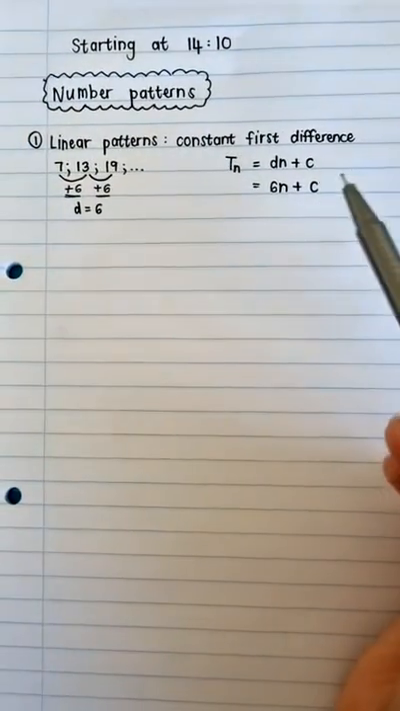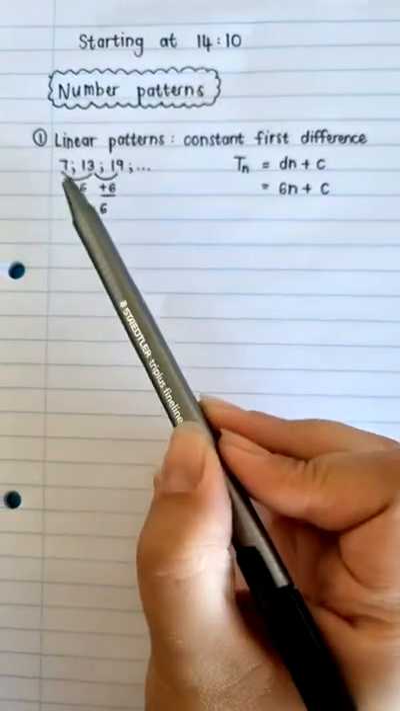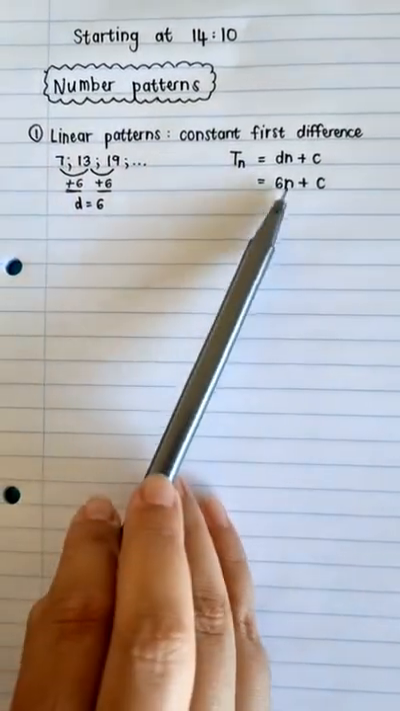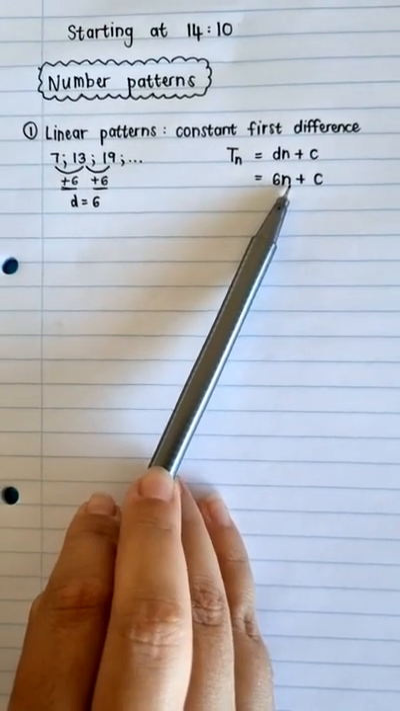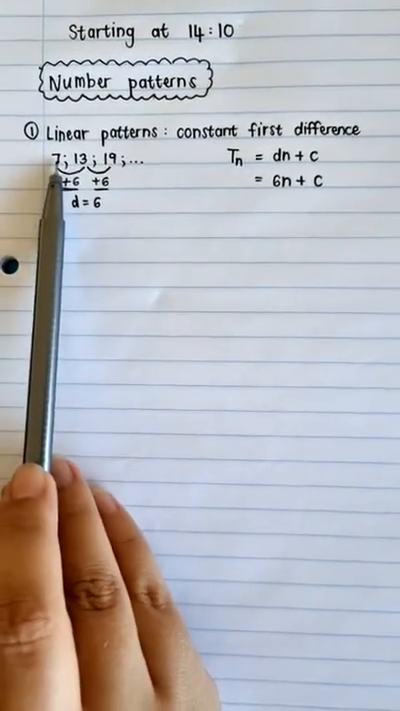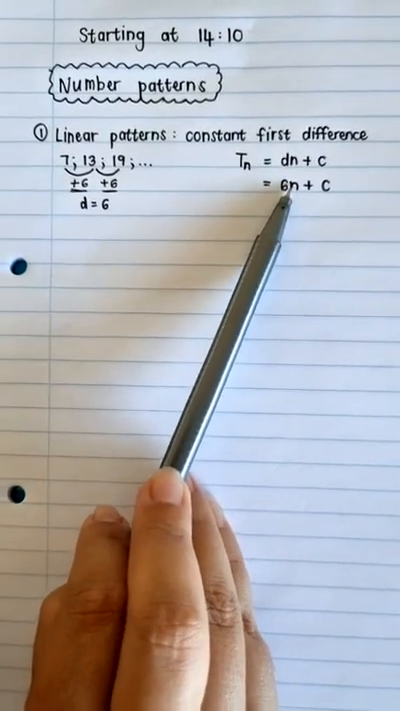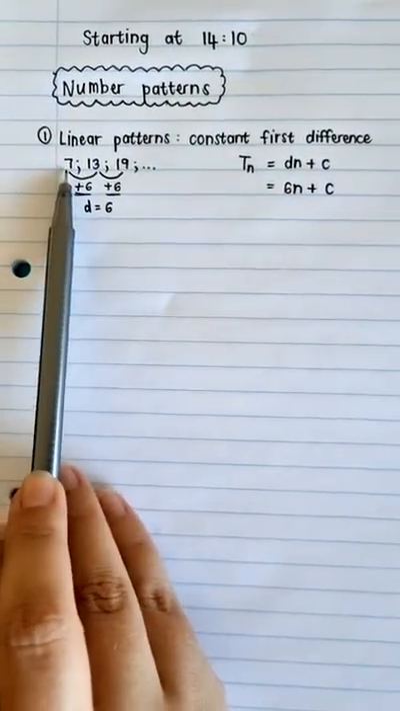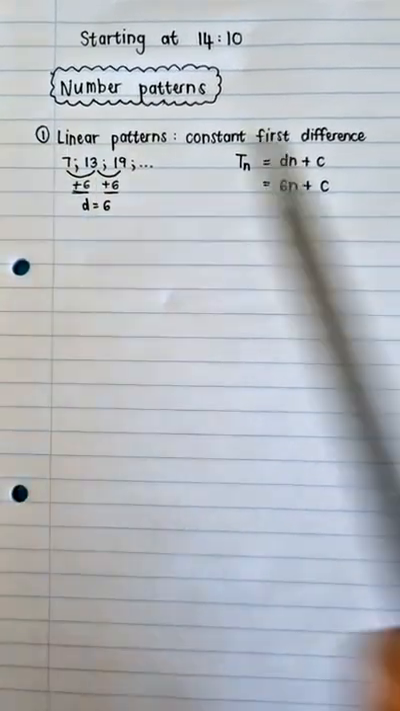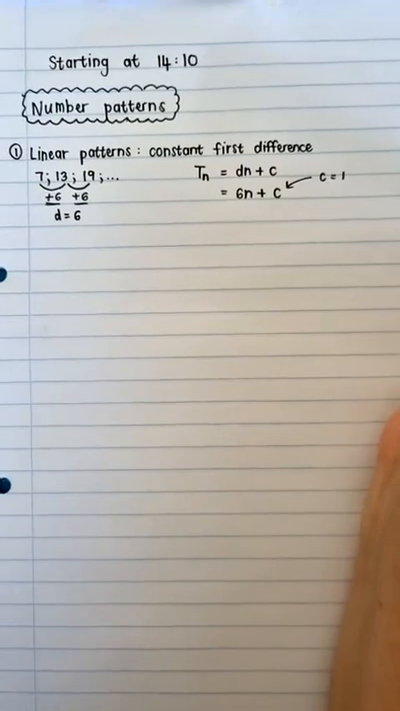In order to figure that out, remember that n is always the term number. So if this one here, 7, is your first term, that's term 1, which means n in this case would be 1. Now if you take 6 times 1, so 6 times your term number for the first term, that's 6. And then what must you add to 6 to get to 7? You would have to add 1, because 6 plus 1 is 7. So that means that C is going to equal 1, and you find that by inspection.